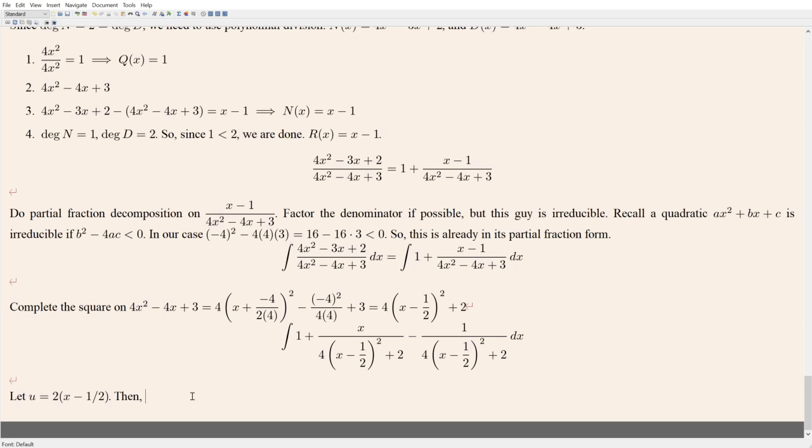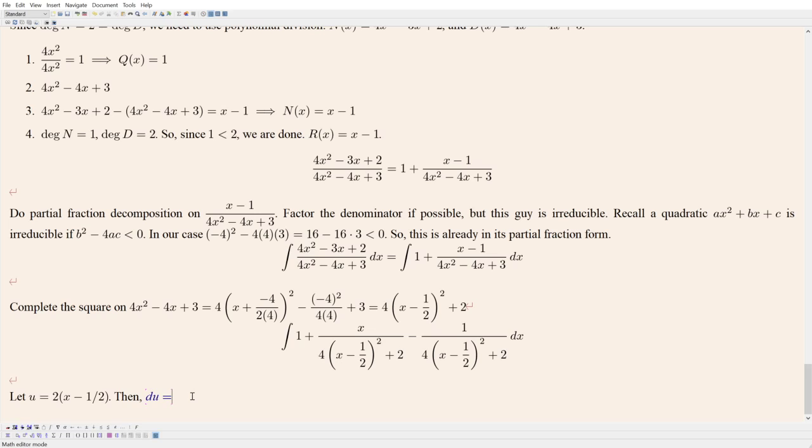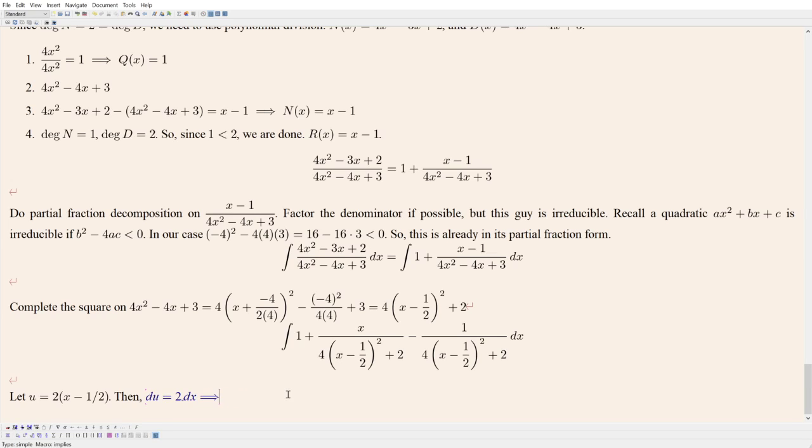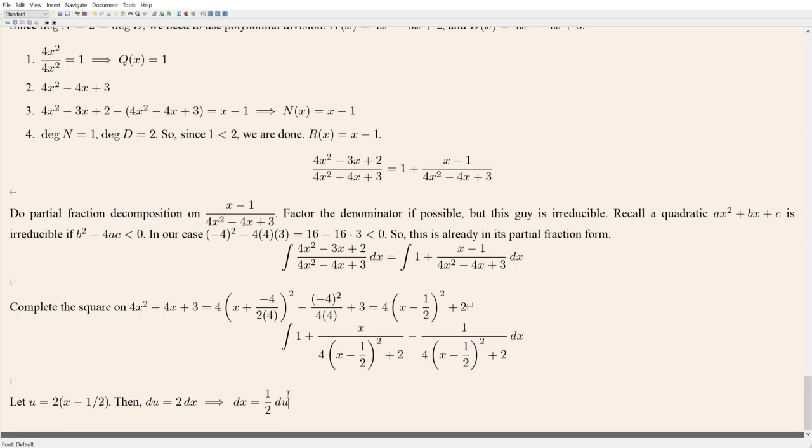So then, differentiate. So du is going to be just 2, right? Because derivative of this thing is 1. 1 times 2 is 2. And consequently, like so.